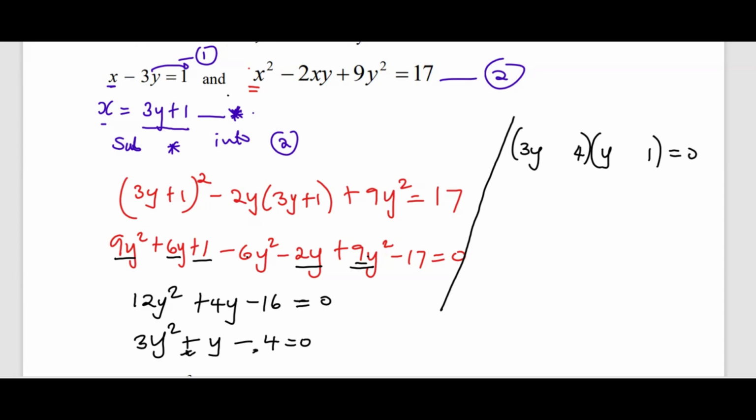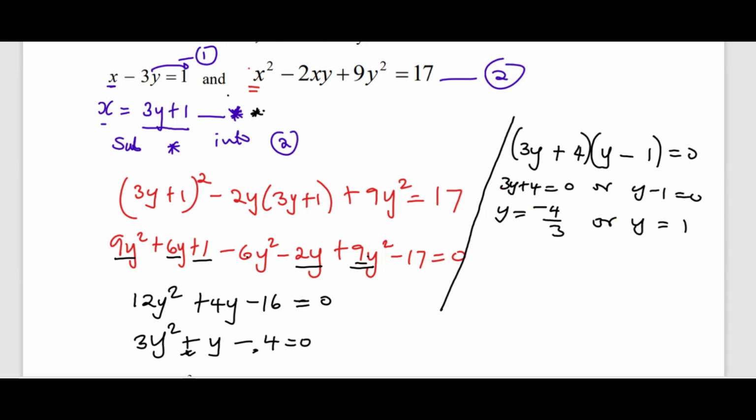Okay. So I can do this, because that's 3y squared minus 3 plus 4, which is a 1. All right, perfect. So then it's either 3y plus 4 is a 0, or y minus 1 is a 0. So this will give me negative 4 over 3, or y is going to be a 1. So those are the values of y.